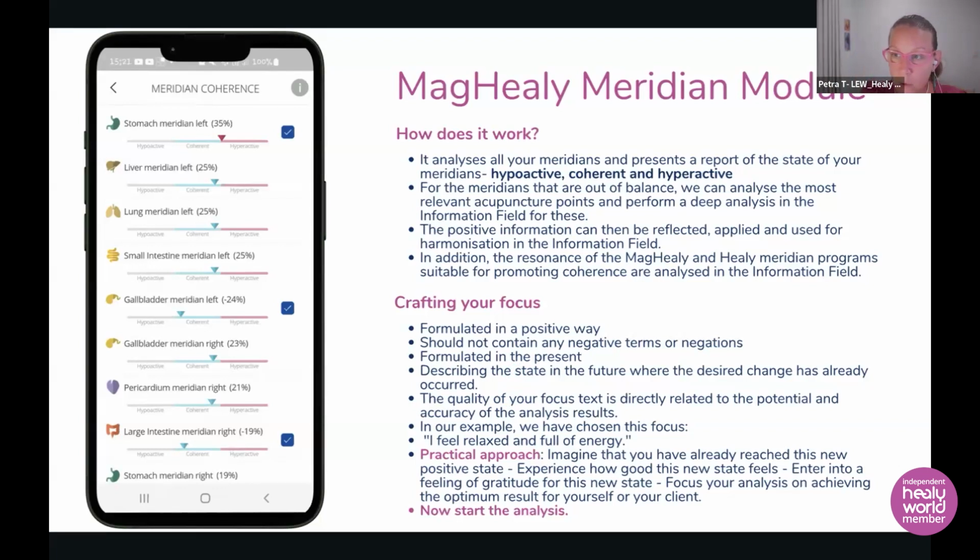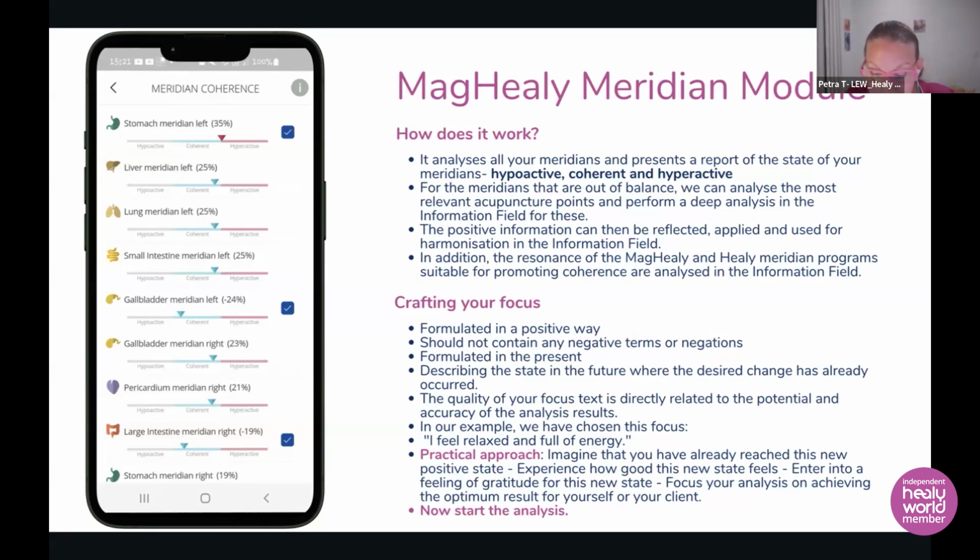This is really important. You can't just scan without the intention, because this is now working on the magnetic field. So please make sure you actually are present. There are a few intentions and focuses already pre-chosen in there. You can choose those. It says, I feel relaxed and full of energy, for example. And we're going to look at those as well. We're going to use one of those for today.